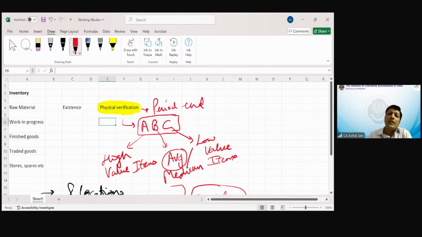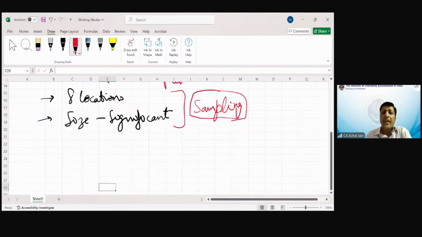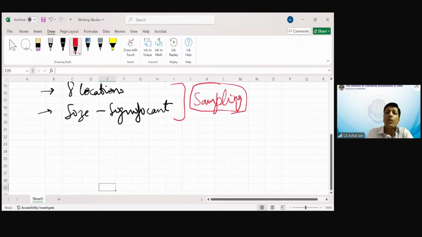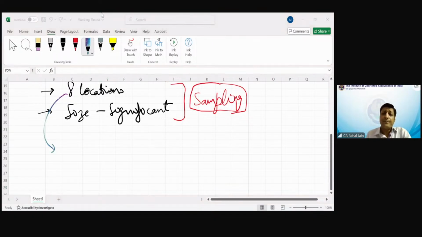Which means that if, let's suppose, the company has inventory at 8 locations to begin with, what will the auditor do? In this case, the auditor will pick up the total inventory. Okay, so the auditor will look at the population. In terms of the population, the auditor will divide the inventory first of all in terms of valuation, which are the high value items.